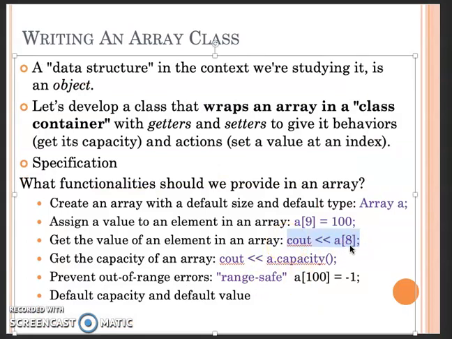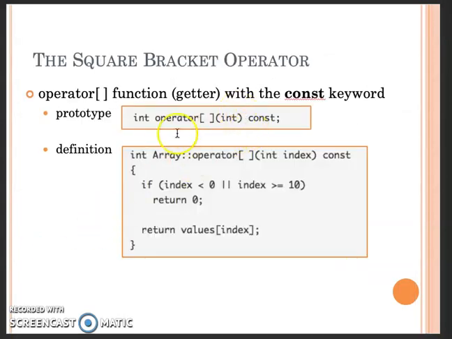So when you see cout, you only want to get the value, right? Did you try to assign a value? No, you didn't try to assign a value. So that's why for the getter function here, the return type is integer. No reference, just integer. Actually they have two different ways, but for now I just want you to know that it can be an integer, just copy the value.